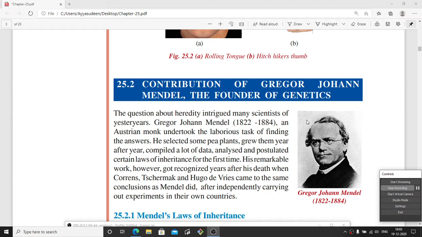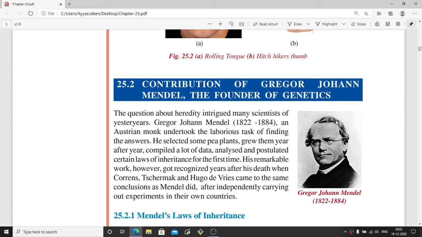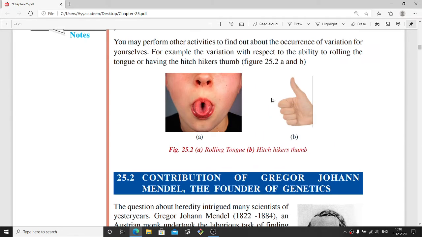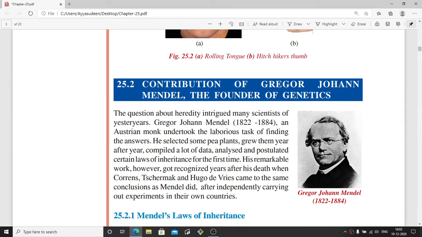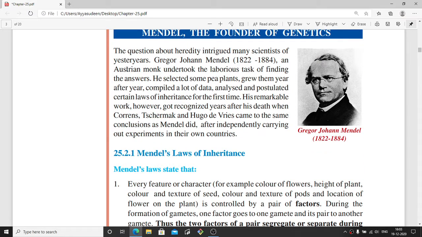So, inshallah, we will today continue from this topic. Last class we stopped till here. So, in this topic, we will see about the contribution of Johann Mendel. He is called the father of genetics or founder of genetics. So, he is from Austria.